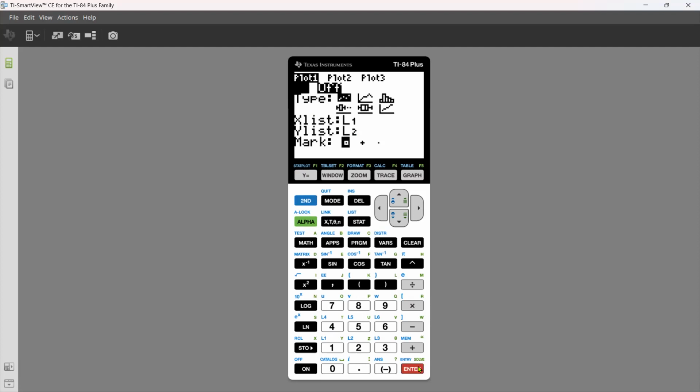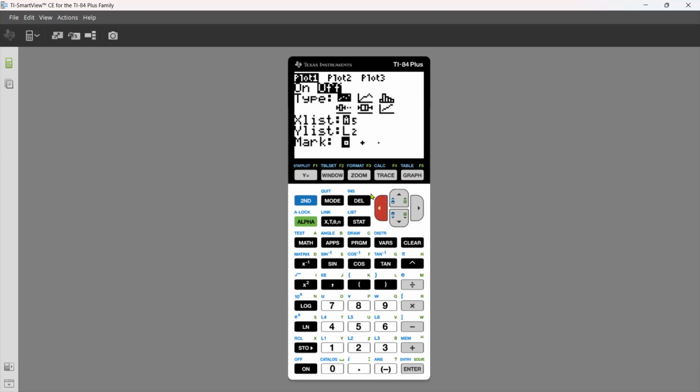My whitelist says L1. How do I change it? So are you seeing this screen? Yes, but my whitelist says L1. So what you're going to do is, if it says something different, let me make it say something different for the sake of this example. So if my X list said L5, for example, and I wanted it to say L1, right?